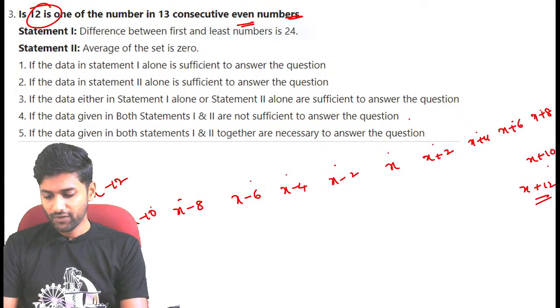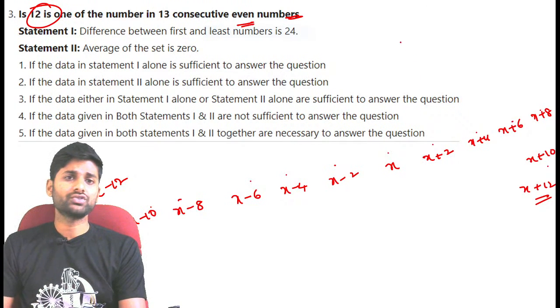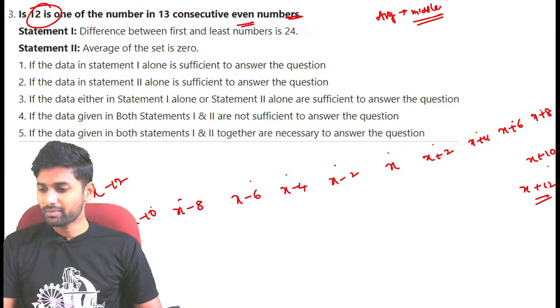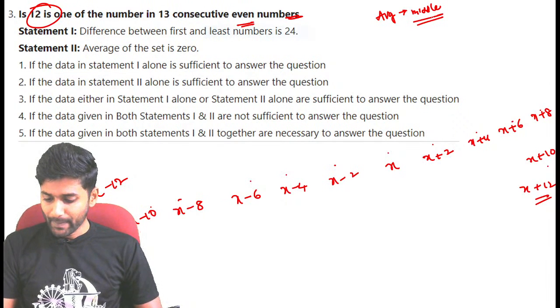See, remember that if you go through that concept of consecutive numbers, the average is always the middle number. Remember, guys, this is the most important concept of averages. For any consecutive numbers, the average is always the middle number.